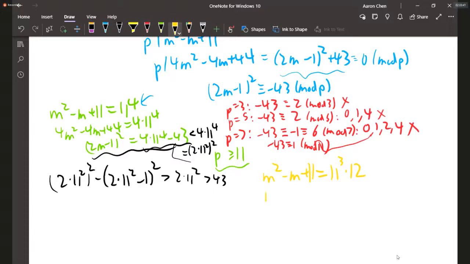we have that m squared minus m is equal to 11 times 11 squared times 12 minus 1. And so you can manually multiply this out.